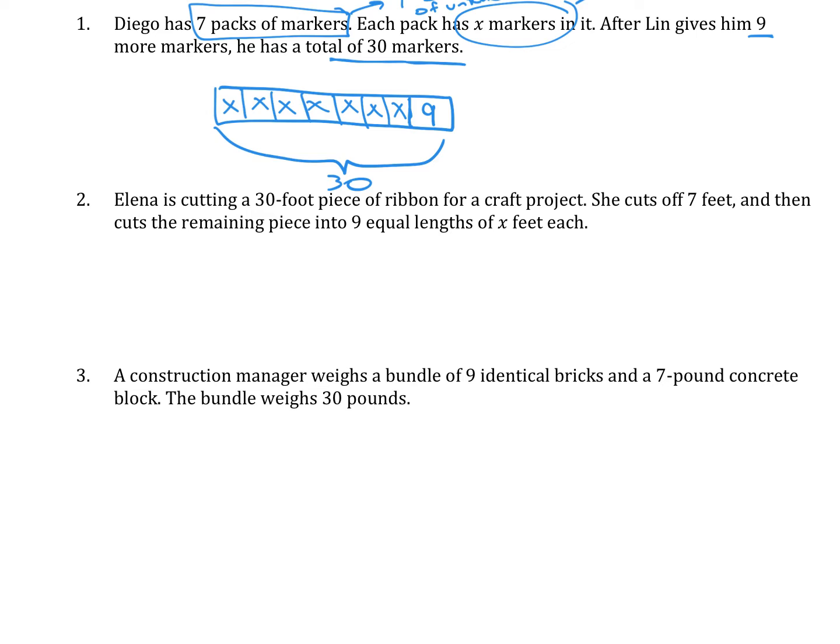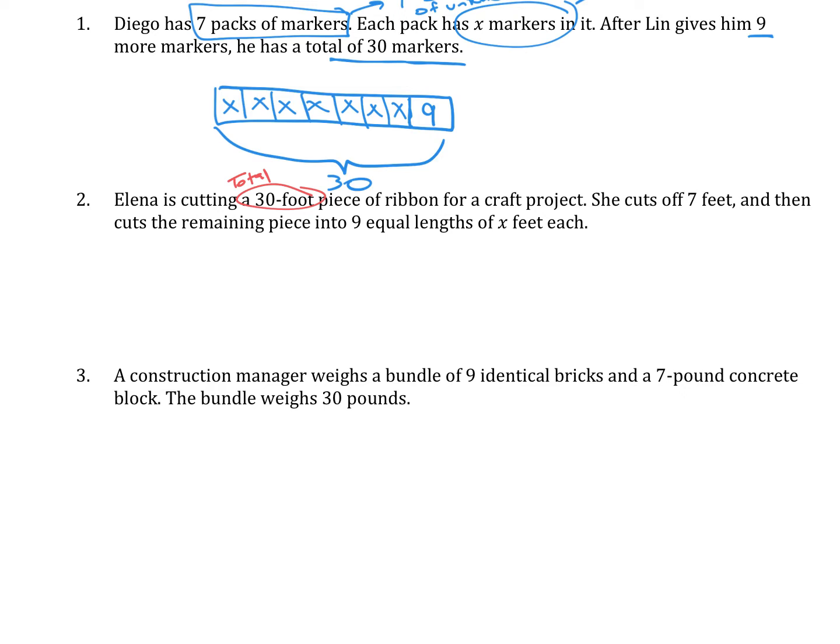Let's look at number 2. Elena is cutting a 30-foot piece of ribbon for a craft project. She cuts off 7 feet and then cuts the remaining piece into 9 equal lengths of X feet. So I know, first of all, right off the bat, that this 30 feet represents the total length of the ribbon, which is also going to be our total for our tape diagram. I'm going to switch colors. So I know the tape diagram is going to be 30 feet long, not really 30 feet, but it represents 30 feet.